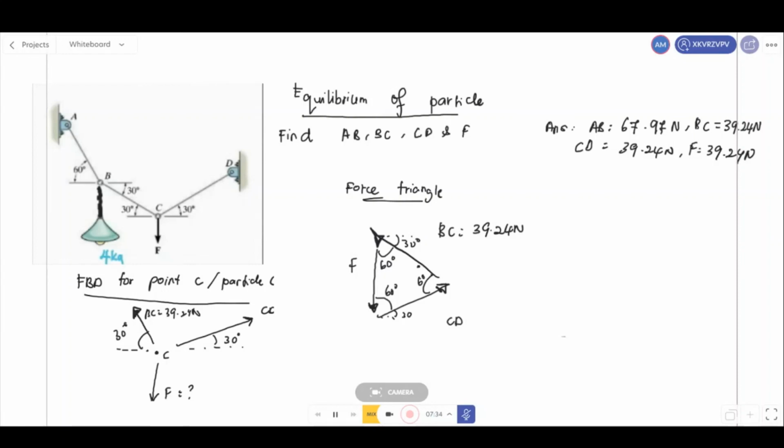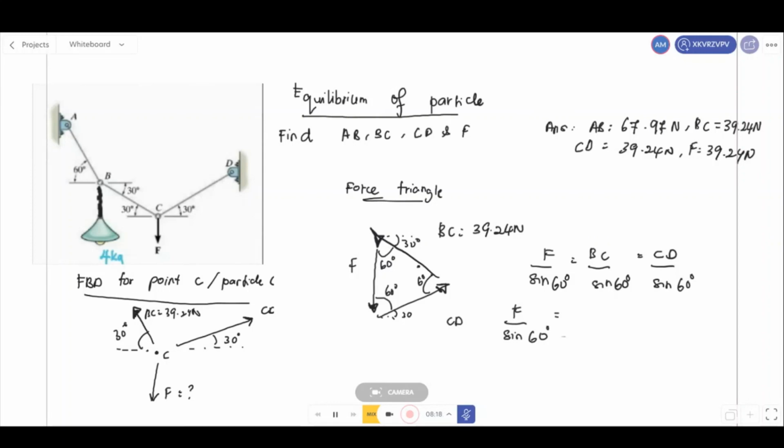Okay, so F and CD we do not know, and because we already have all three angles, it's very easy for us to solve the problem because we can use sine law. So we have F over sine 60 degrees is equal to BC over sine 60 degrees, which is equal to CD over sine 60 degrees. You can see that this one is quite easy.